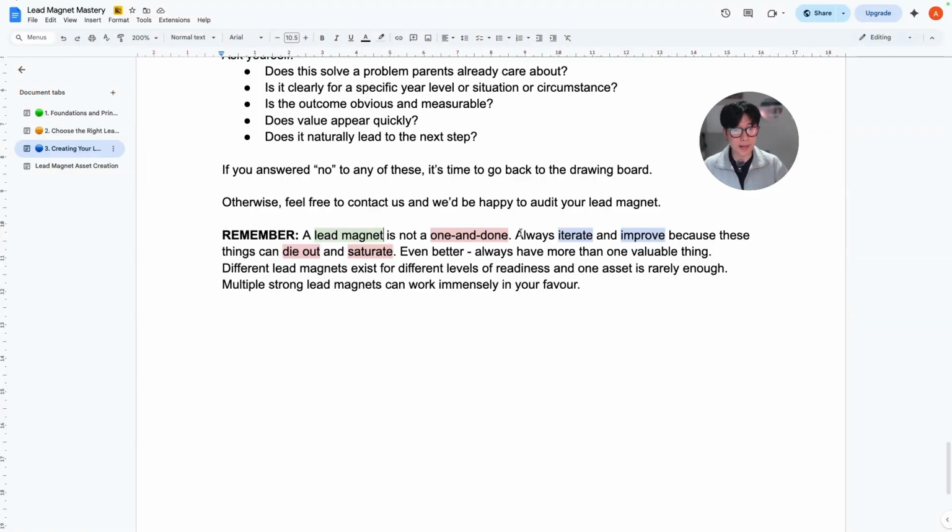Remember, a lead magnet is not a one and done. You always want to iterate and improve because these things can die out and saturate. Even better, always have more than one valuable thing and more than one lead magnet, because different lead magnets exist for different levels of readiness, like we mentioned on the intent scale, and one asset is rarely enough. So create multiple ones, use the asset creation.